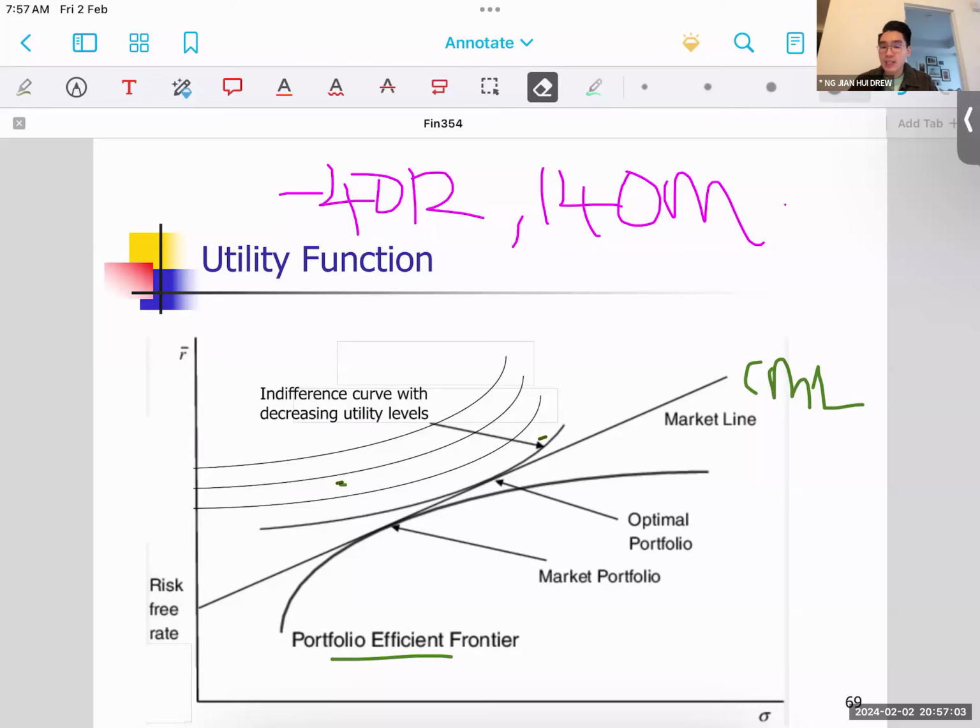That's where we need to either rebuild our portfolio, or change our portfolio altogether, so that our portfolio can touch the indifference curve, because our indifference curve is what our client is willing to take, right? Remember, we calculated the utility function. And if it doesn't match, that's where we need to go back to our IPS.